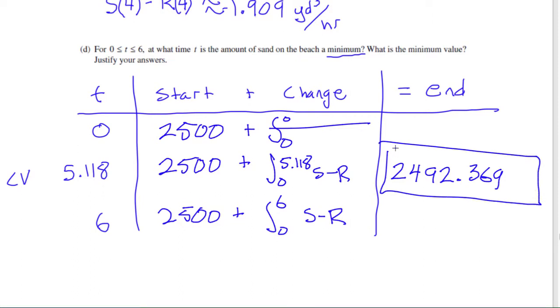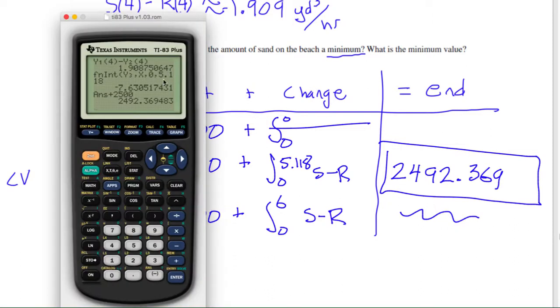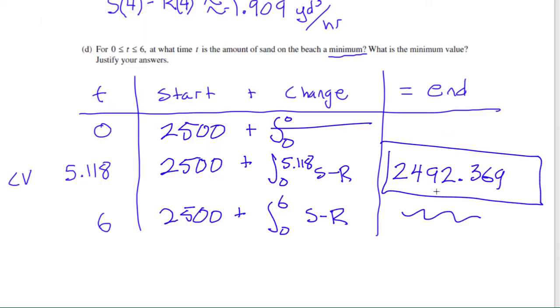It's okay to leave anything else blank, right? You should still have a number right here. And that's from doing the same thing, but changing this 5.118 out for a 6. You still need to figure out which one of them is the smallest. And this one is the smallest. And the justification comes from the table.